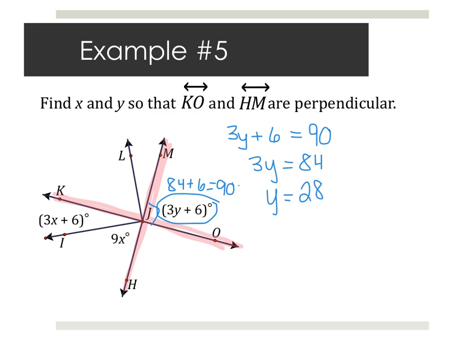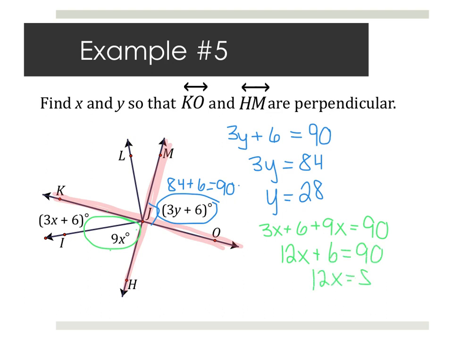Now let's find x. If you notice here, x and this angle and that angle, those will have to add up to be 90 degrees. So 3x plus 6 plus 9x, that's going to equal 90 as well. So 3x plus 9x is 12x, when I clean up the left side, plus 6 equals 90. 12x is going to equal 84. And then divide both sides by 12, I get x equals 7. So I get x equals 7, y equals 28, and I am done.